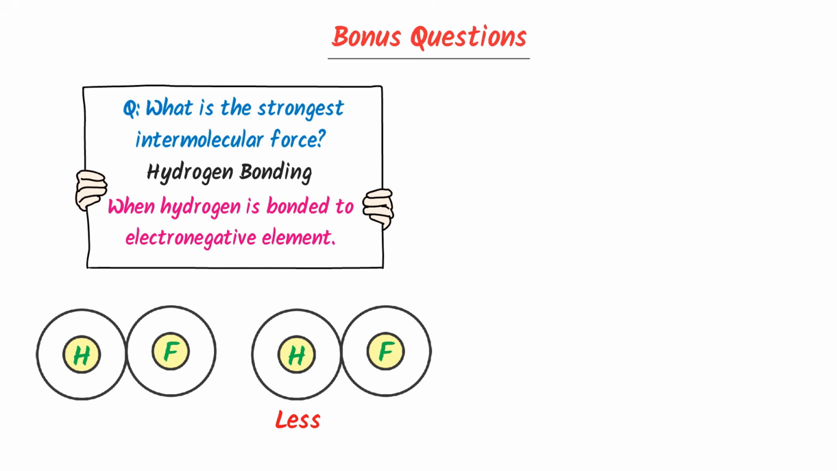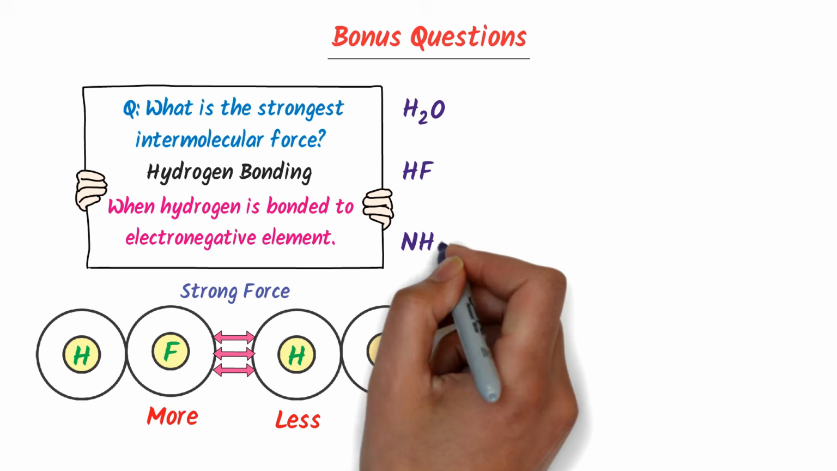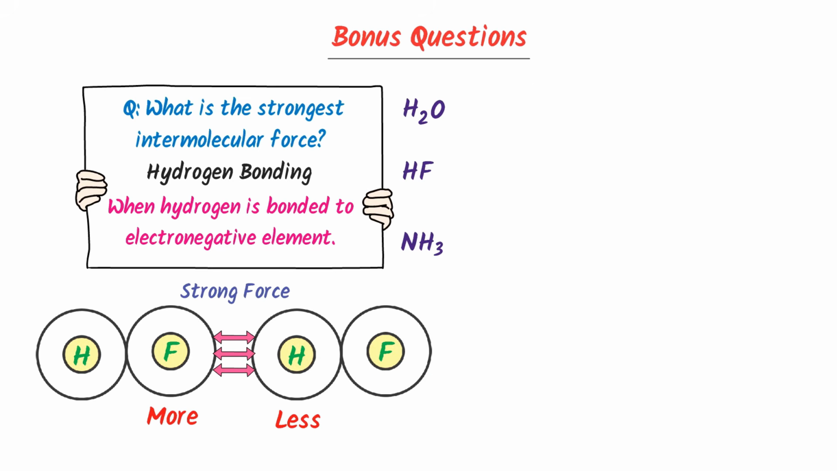On the other hand, fluorine atom is a highly electronegative atom. This causes a very strong attractive force between the weak and strong atoms. Thus, a large amount of energy is needed to break this bond. Therefore, hydrogen bonding is the strongest intermolecular force. Remember that it exists in hydrogen fluoride, water, and NH3.